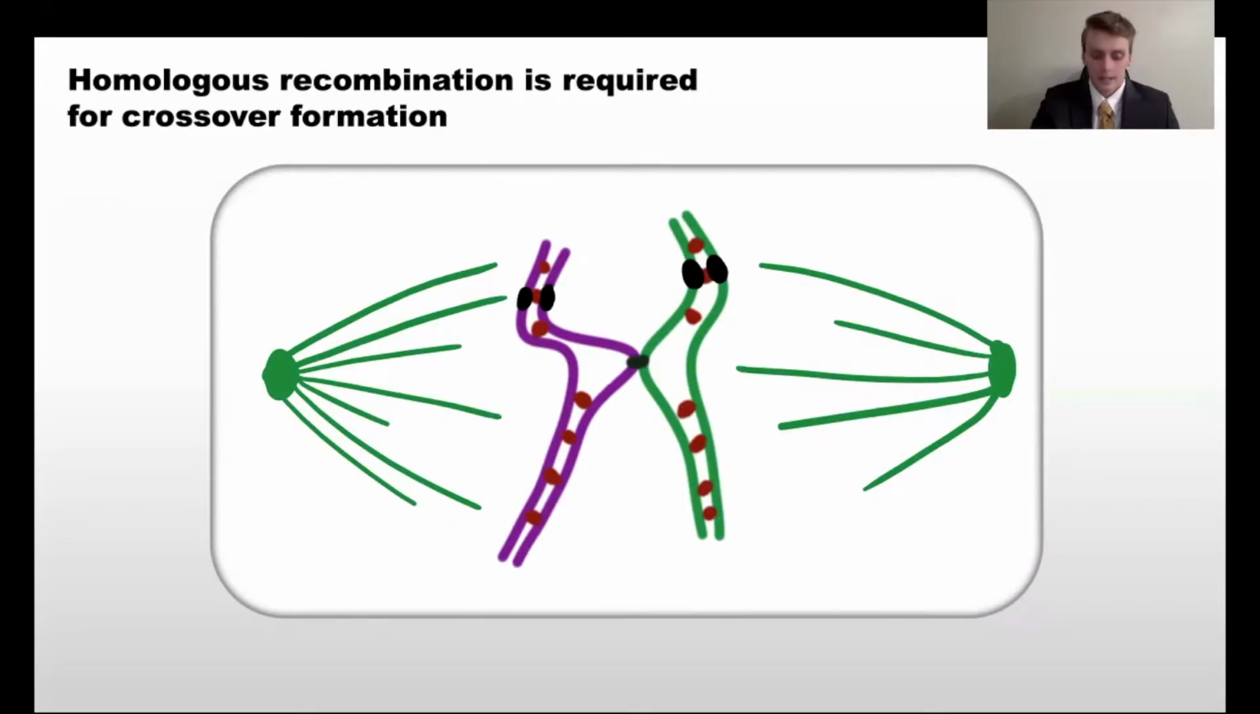That being said, cells follow strict rules for crossover formation. One of them is that each chromosome must get at least one crossover. And if there is more than one crossover per chromosome, then they must be far enough apart to ensure that structural tension is minimized between the two points.